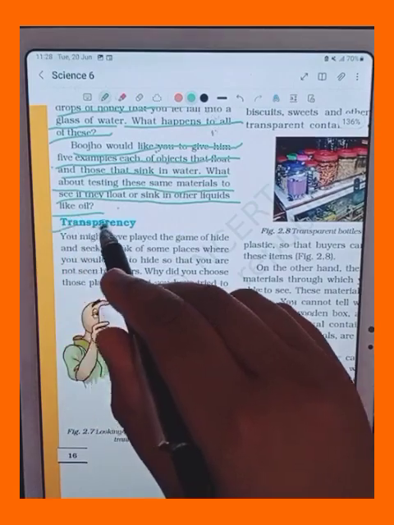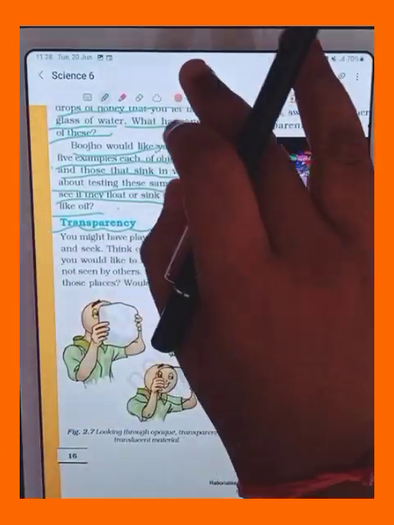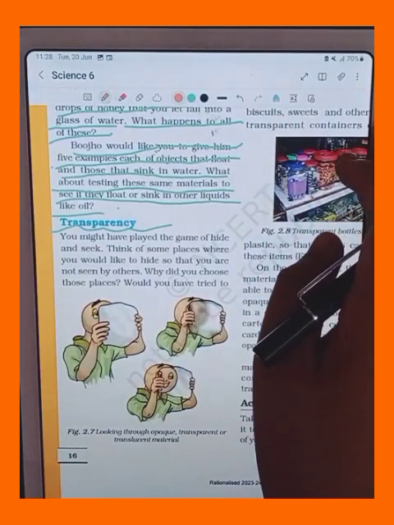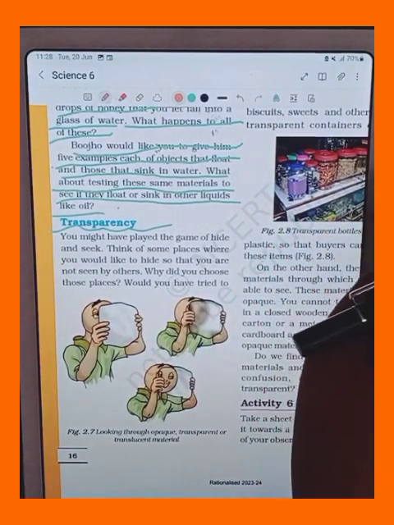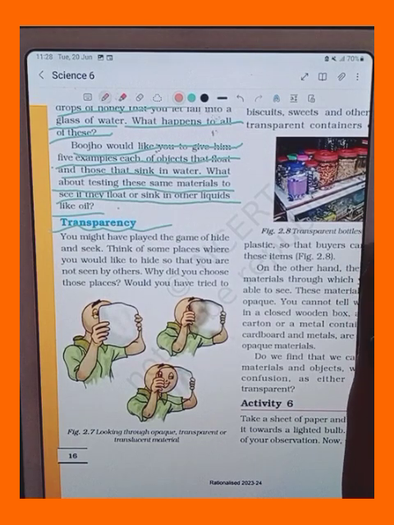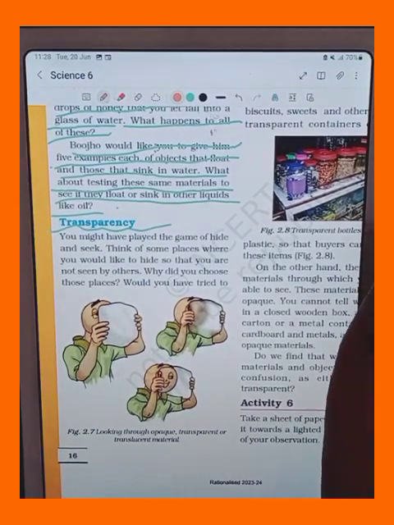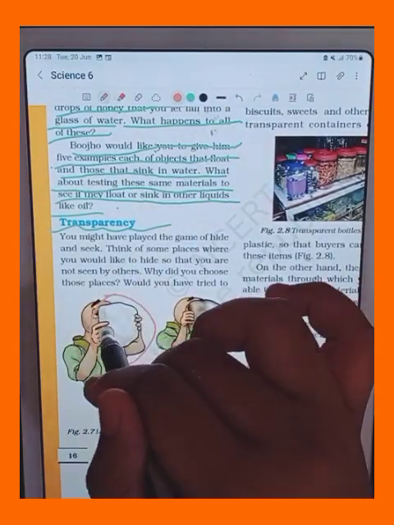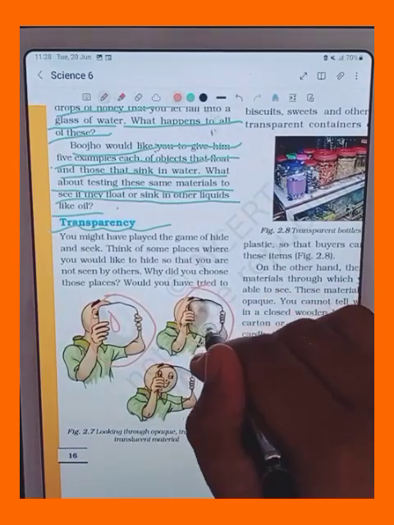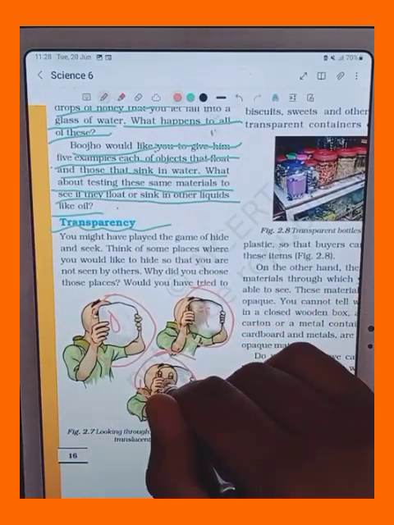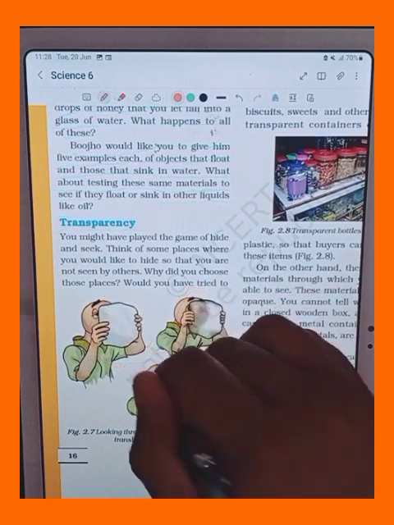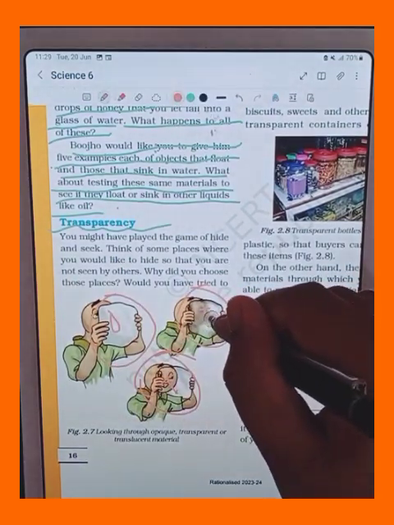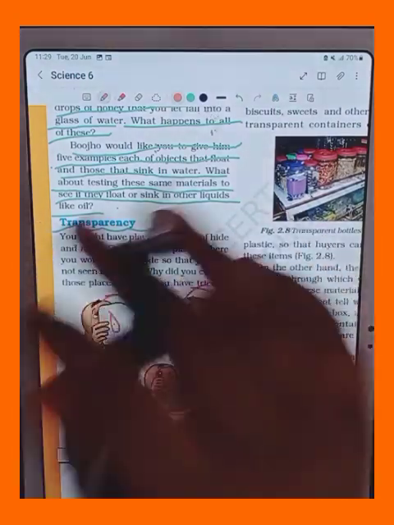So let's start with transparency. What is transparency? Transparency is the level to which an object is transparent. So this object, you just hold it. This is opaque, this is translucent, and this is transparent. This is transparent because you can see his face. His face could be seen, but it's blurred. Here his face could not be seen.